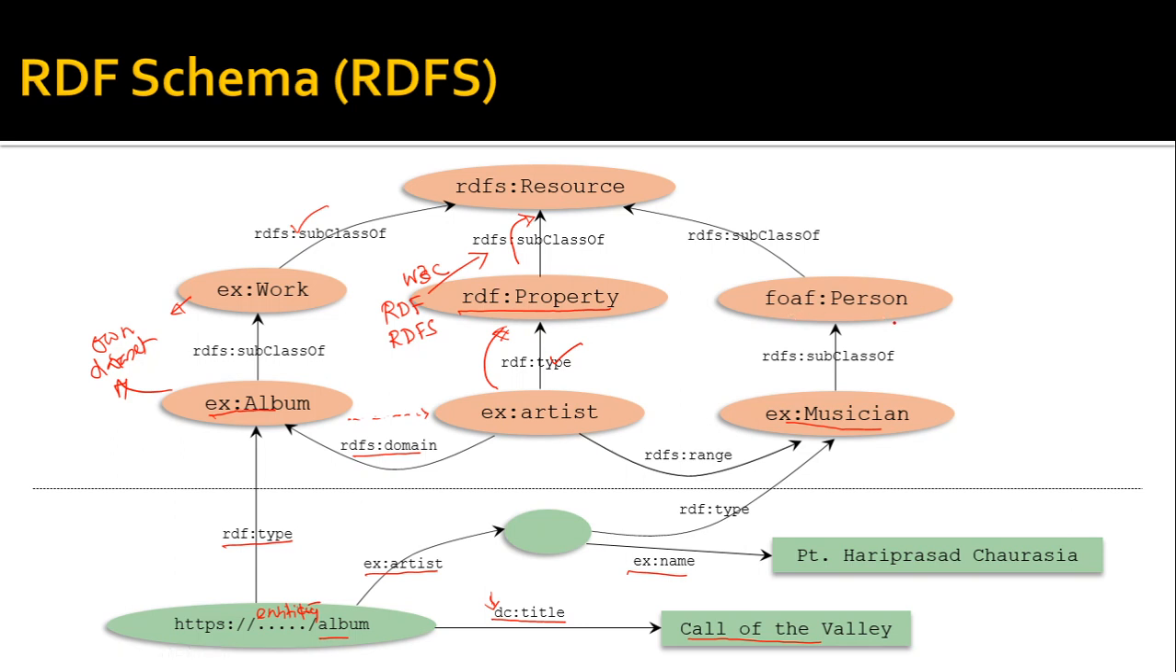Similarly, FOAF person is also a subclass of RDFS resource, even if you don't explicitly mention it, right? And this musician has been defined to be a subclass of person, and it is defined in your own database. And where do we define the semantics of artist, like the domain of artist and the range of artist? This also has to be defined in your own database.